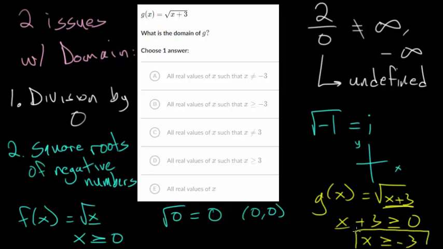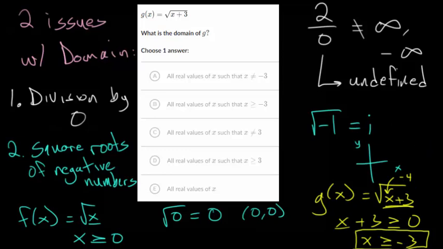So this is our domain, and we can answer the multiple choice in a moment, but it should make sense to you. Because if you plug in -3 here, you just get the square root of 0, which is okay. We verified that that is a valid point that we can graph. But if you plug in anything less than that, like let's say -4, then you would get the square root of -1, which is imaginary, and you can't graph that.